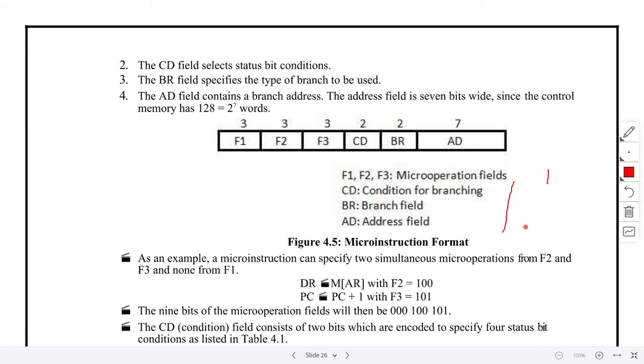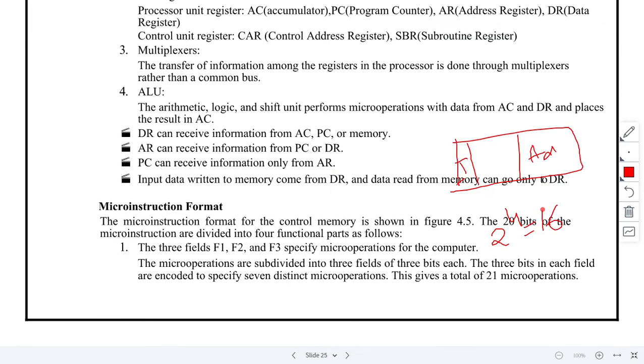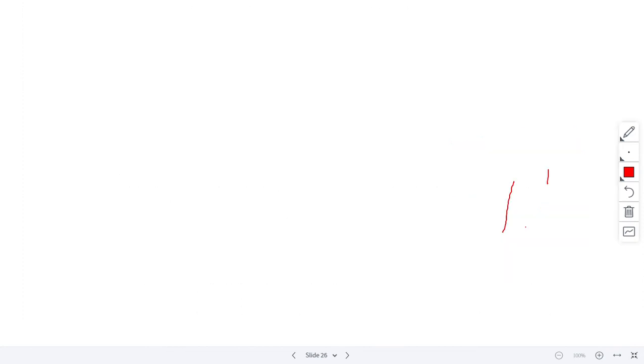Here we are going to discuss the micro instruction format. The micro instruction format for the control memory is shown below. The 20 bits of the micro instruction are divided into 4 functional parts as follows. First, the 3 fields F1, F2, F3 specify the micro operation for the computer. The micro operations are subdivided into 3 fields of 3 bits each. The 3 bits in each field are encoded to specify 7 distinct micro operations. This gives a total of 21 micro operations.